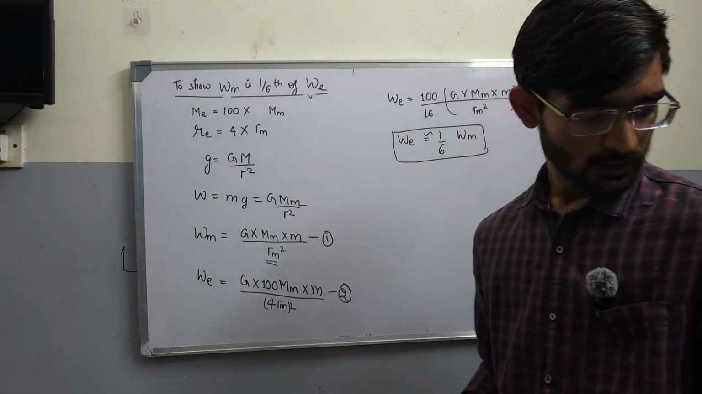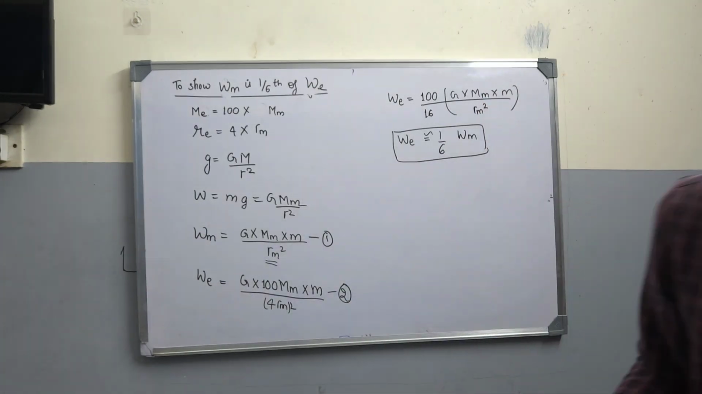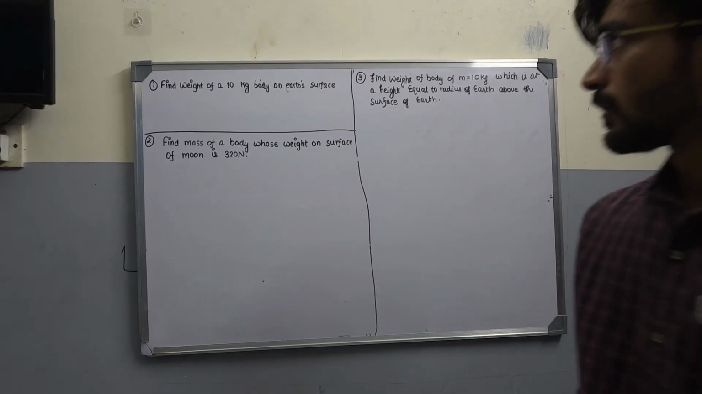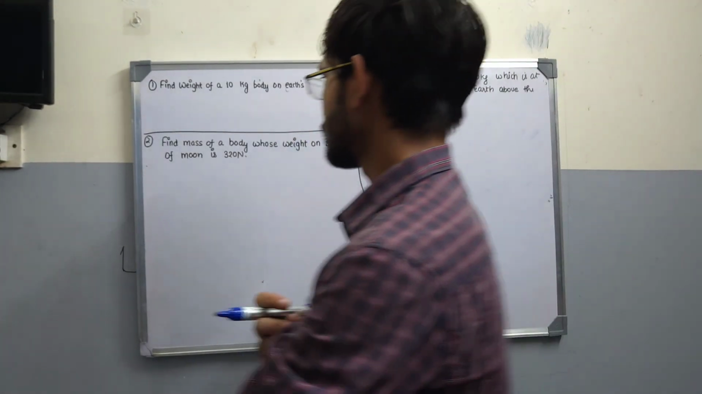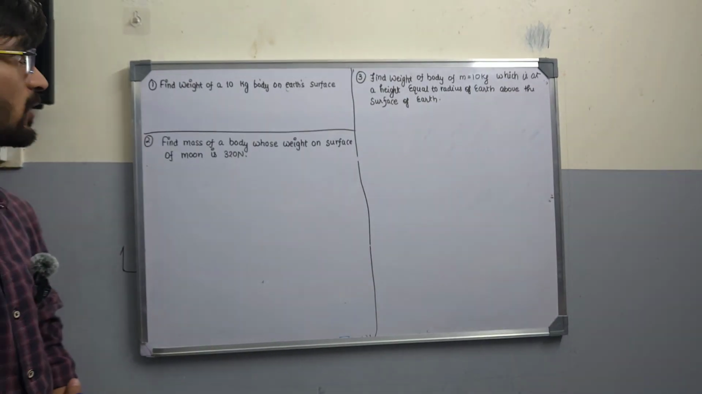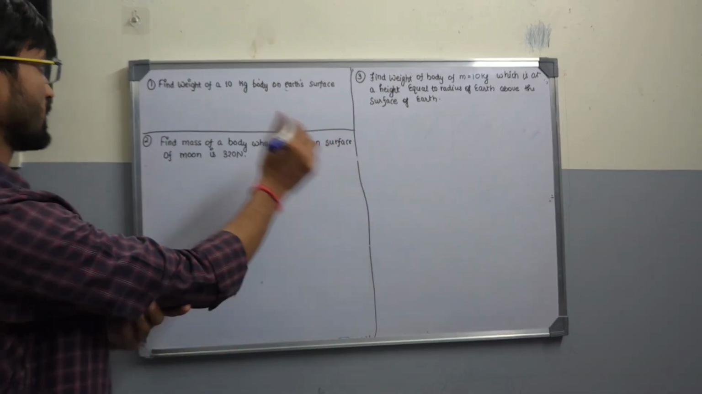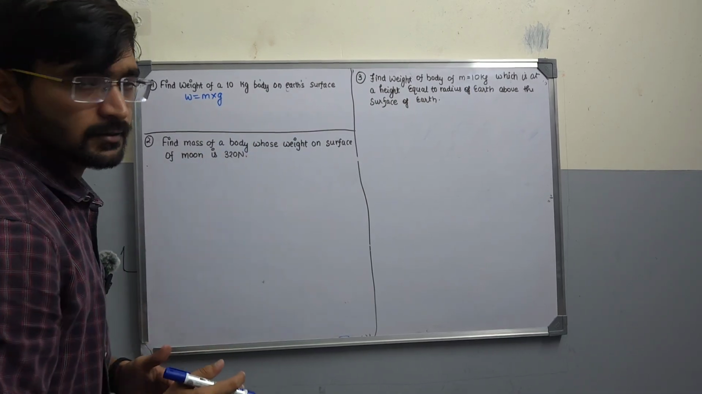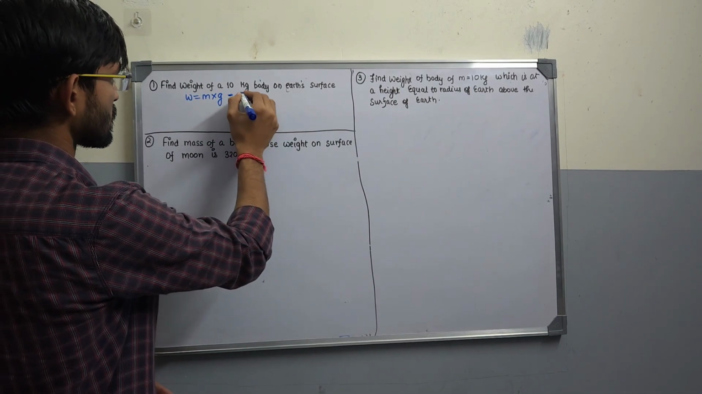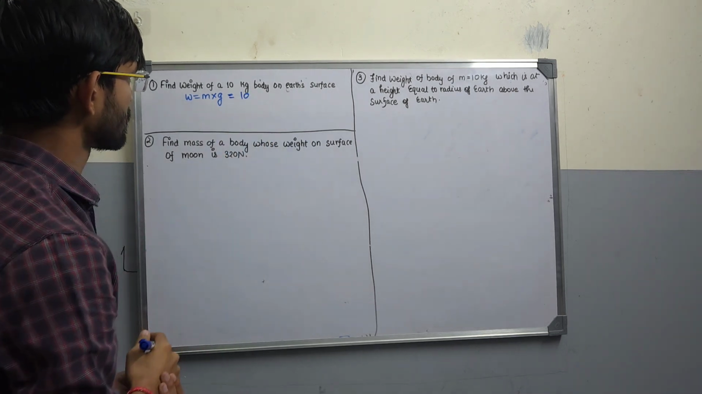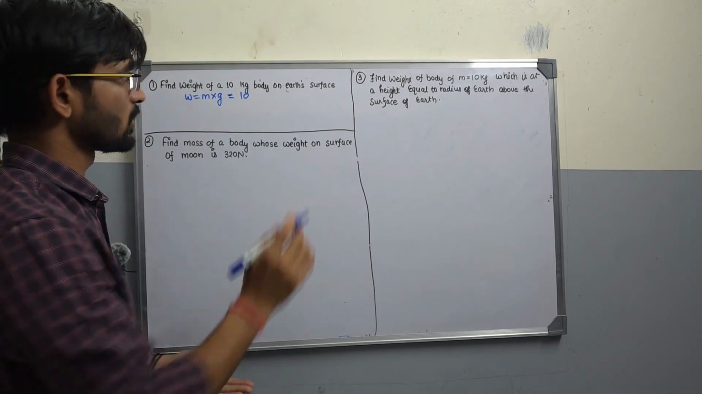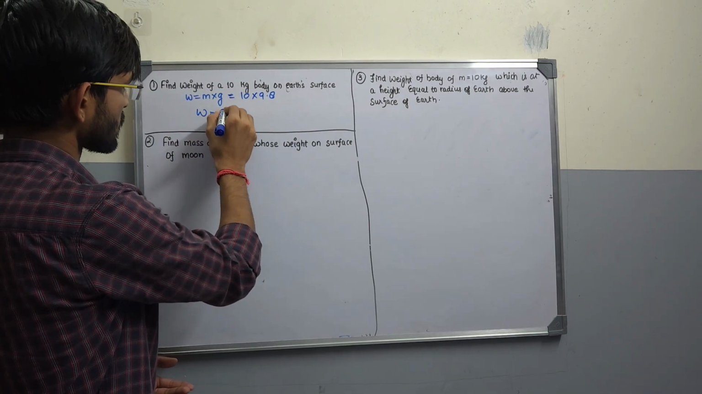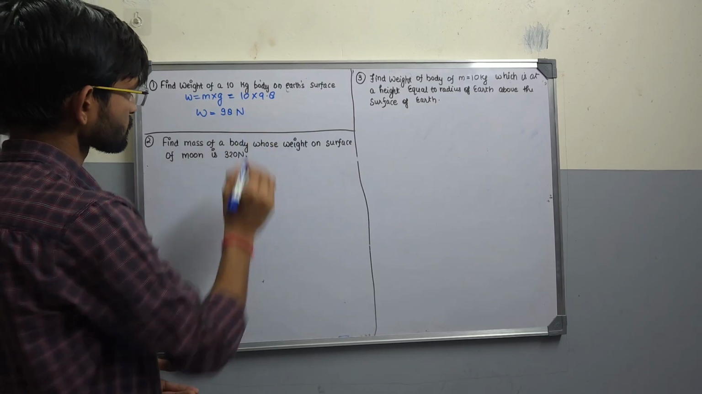Now we will take some numericals on this topic. So we will solve these questions. First question is find weight of a 10 kg body on surface of earth. As you know, weight is equal to mass of a body into acceleration due to gravity at that point. So mass is given as 10 kg and acceleration due to gravity at surface of earth we know is 9.8. So weight of a 10 kg body on surface of earth will be 98 Newton.